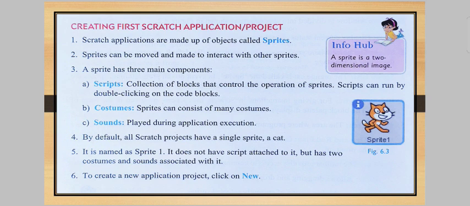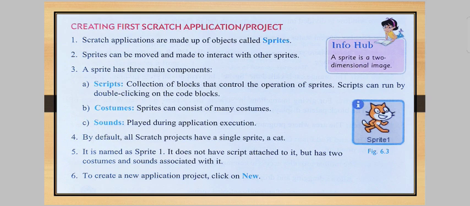Script can be run by double clicking on the block codes. Script means the code. The written code of any type of program is called a script. So a script is a collection of blocks that control the operation of a sprite, and it can be run by double clicking on the code blocks. Next is costume. Costume means sprites can consist of many costumes. Next is sound, played during application execution.